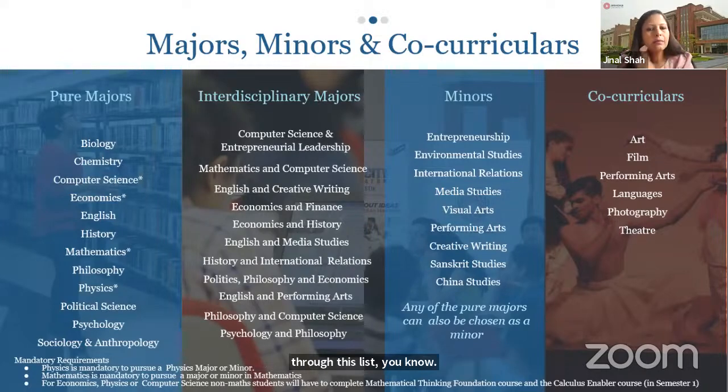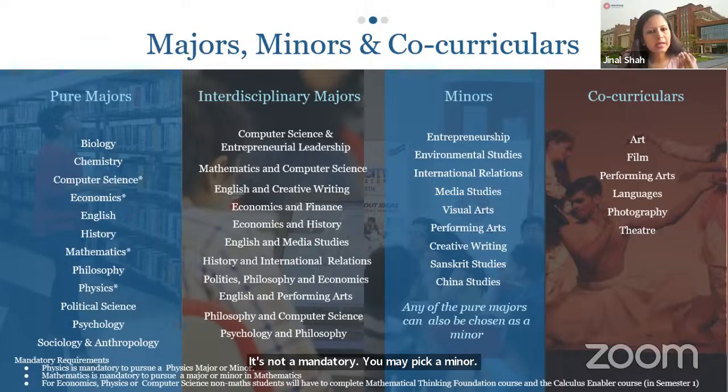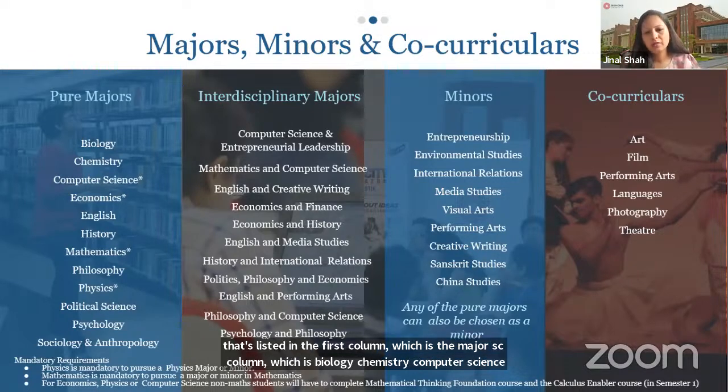Then comes the minor. Now, minor, as I said, and I'm repeating myself, is not mandatory. You may pick a minor, you may not pick a minor. It's up to you. You can pick more than 1 minor, which means I can pick 2 minors as well. The flexibility with minors is that everything listed in the 3rd column remains a minor, but everything listed in the 1st column, the majors column, which is biology, chemistry, computer science, economics, English, history, and so on, any of those can also be picked as your minors.